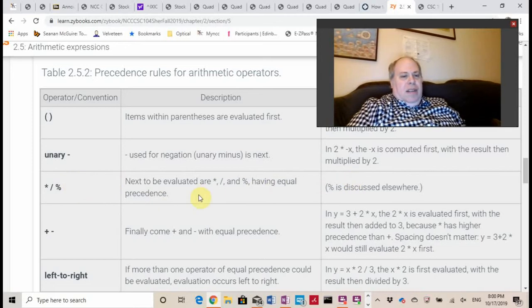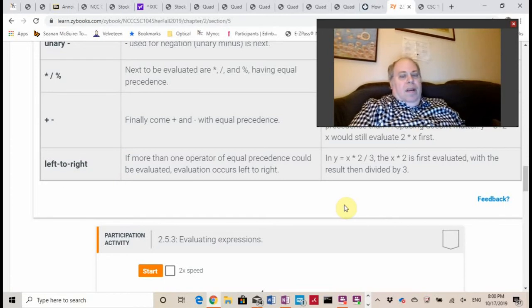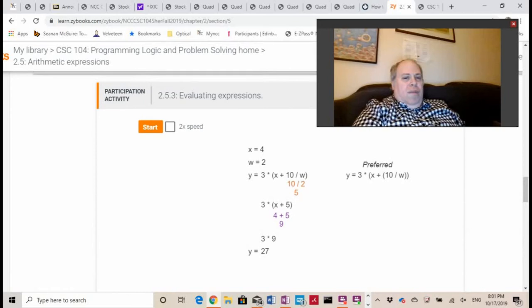We'll discuss what percent is, but to give you a little hint, it's remainder. So we divide, and sometimes we get remainders. Then we do plus minus, and when we have 2 of the same, like 2 pluses or pluses and minuses, we go left to right. So when we do x times 2 divided by 3, we multiply by 2, and then we divide by 3. That sometimes comes up if there's a division by 0 or something. Mostly, things should work right.